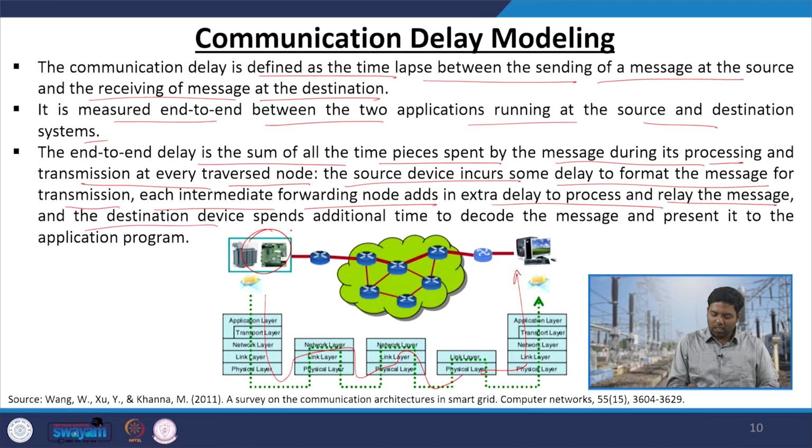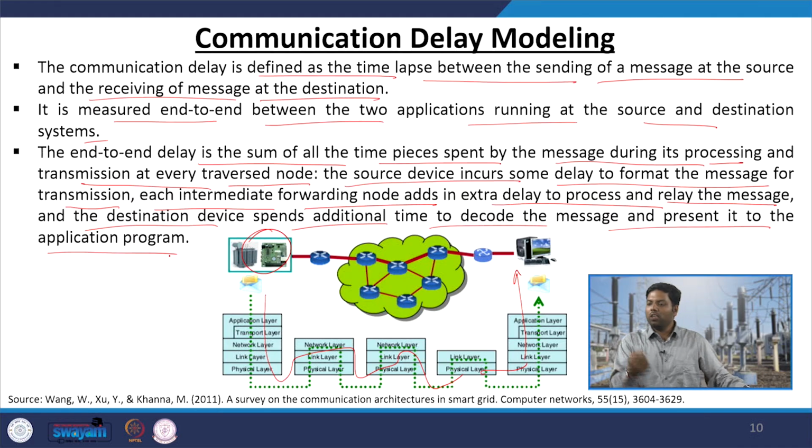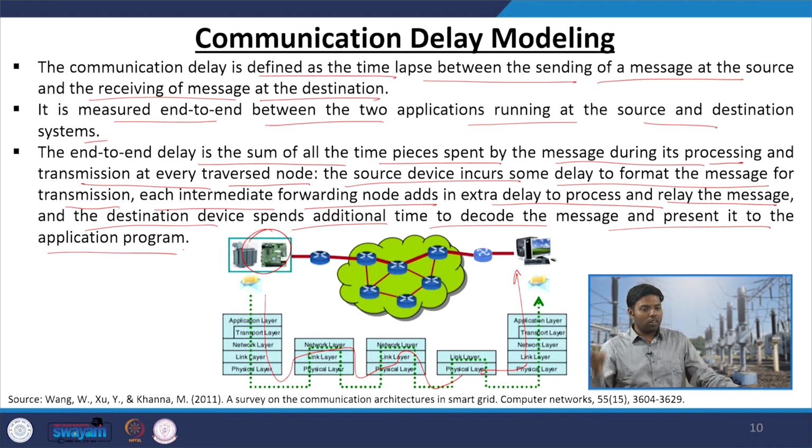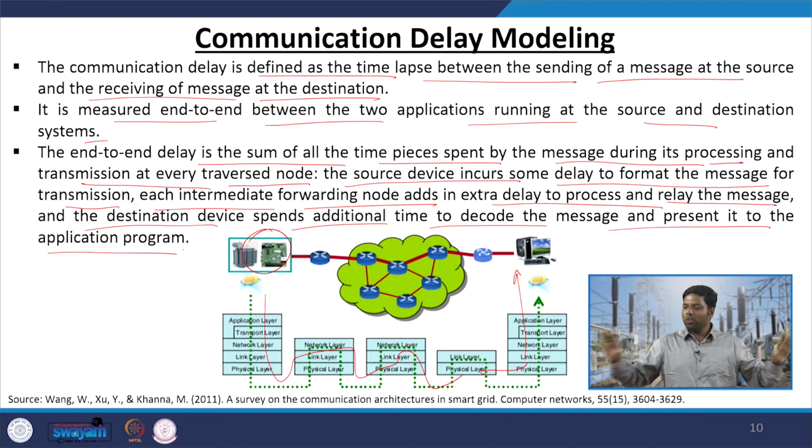And the destination device spends additional time to decode the message and present it to the application program. So you send it to the receiver, it is received, after that it will decode it, and obviously it will filter out all the masking data or redundant data, then get the actual information, and from there it will be sent to the application program. So from sensing the data to sending it into the actual algorithm where it will be used, how much time is spent to process it, pre-process it, post-process it, all these things are added and compiled together, and that will give you the total communication delay time.